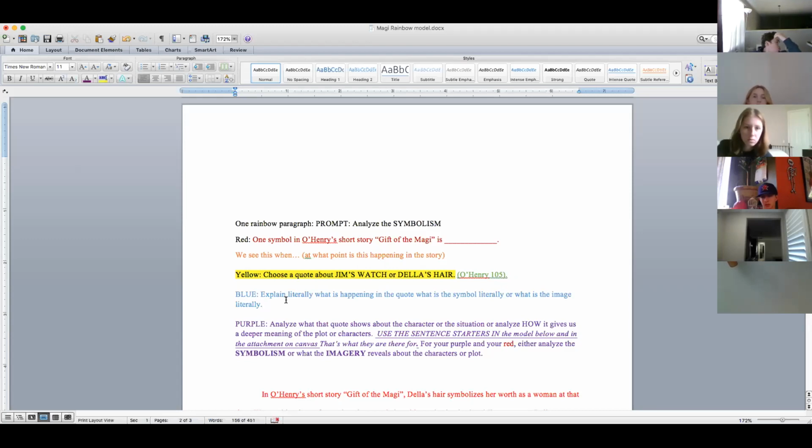Try not to get all analytical in your blue. Try to really just tell me what exactly is said in the quote that you chose. And then purple is where you're going to analyze what that quote shows about the character or the situation. You're going to analyze how it gives us a deeper meaning of the plot or the characters. I recommend that you use the sentence starters in the model below and in the attachment on Canvas. That's what they're there for.